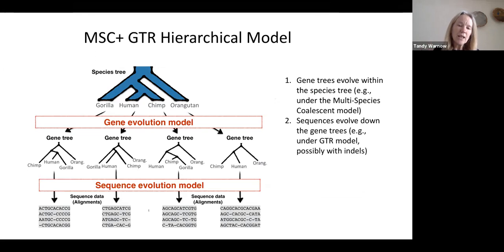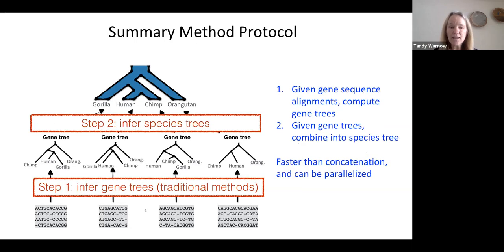Okay, but if you think about this hierarchical model, you can try to invert it. So you can go from the gene sequence alignments and try to estimate gene trees. And once you have the estimated gene trees, you can use the probability distribution under the model for gene tree topologies and try to infer the species tree. And that's exactly what a summary method does. It reverses this process. It takes the alignments and gets gene trees, it takes the gene trees and gets the species tree.